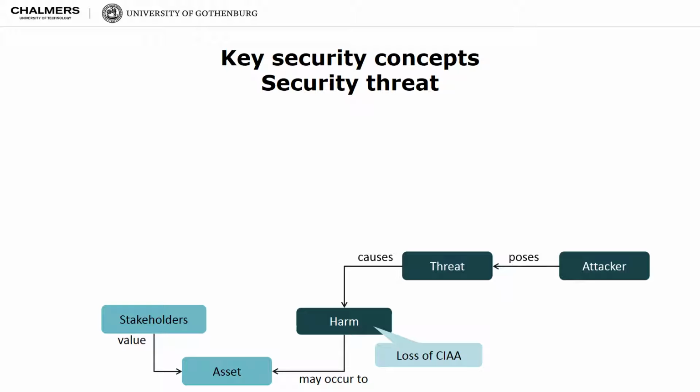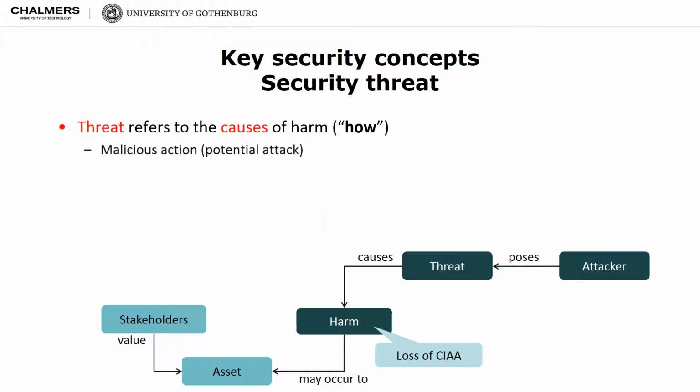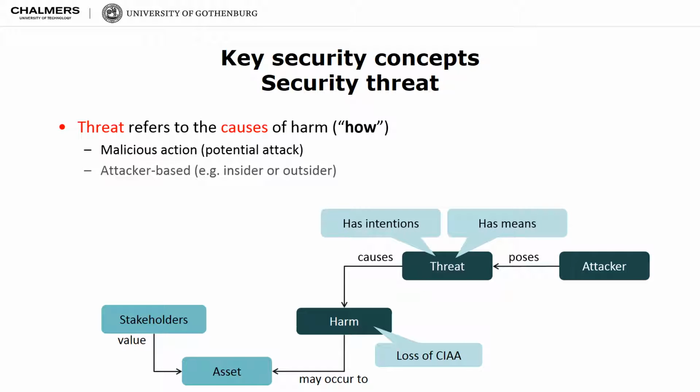The second key concept is the one of security threat. A threat refers to the causes of a harm. So it refers to the actions that an attacker can put in place in order to cause harm to the system. An important thing to keep in mind is that in order to understand and characterize the threats to a system in a proper way, we have to reason about the fact that the attacker has means, for instance, a certain skill level, and also intentions. So what drives the attacker?